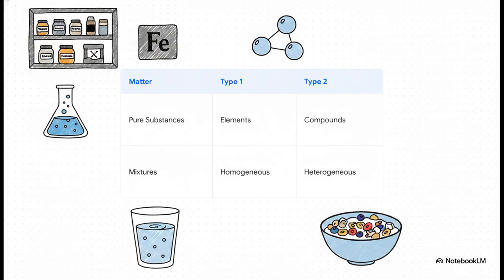Pure substances can be single elements, like a solid block of iron, or compounds, like pure water. Mixtures, on the other hand, can be homogeneous, like a perfectly stirred glass of sugar water where it all looks uniform, or heterogeneous, like a bowl of cereal where you can clearly see all the different pieces.